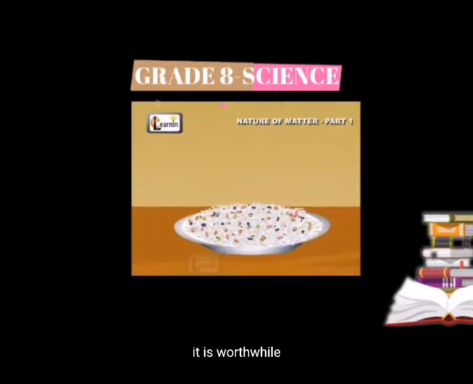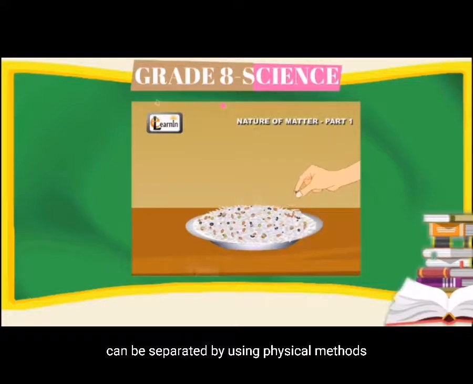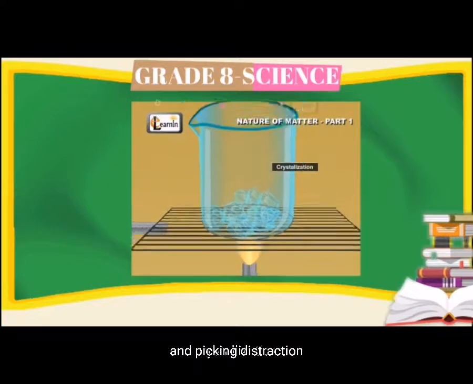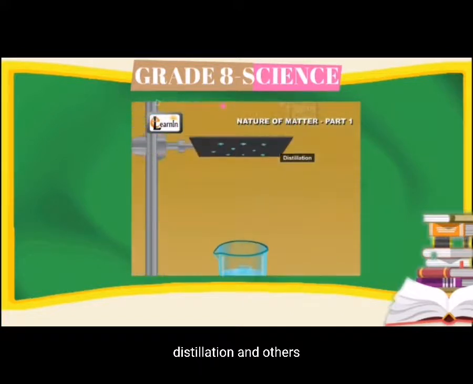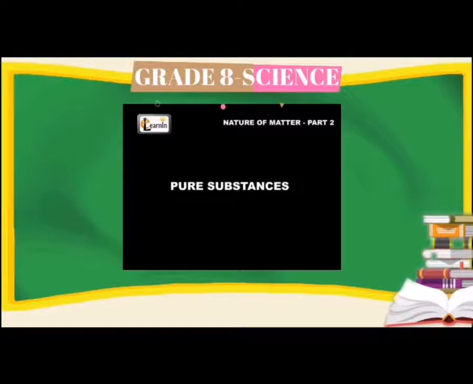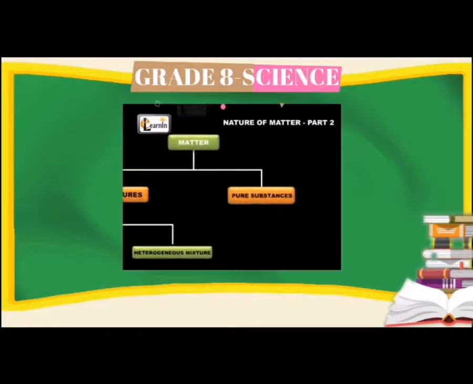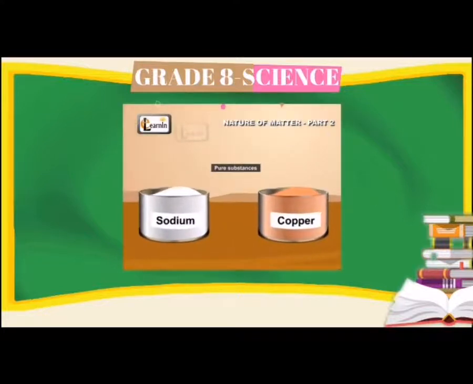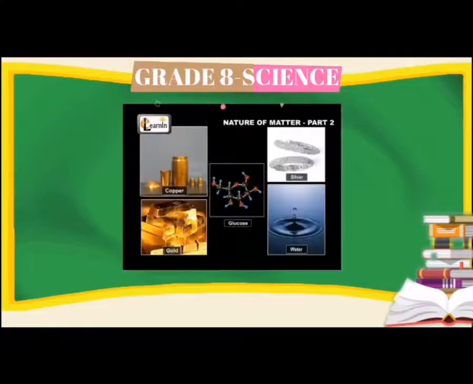It is worthwhile to note that the components of a mixture can be separated by using physical methods such as hand picking, filtration, crystallization, distillation, and others. Pure substances. Pure substances have characteristics different from the mixtures. They have fixed composition, whereas mixtures may contain components in any ratio and their composition is variable. Copper, silver, gold, water, glucose, etc. are some examples of pure substances.